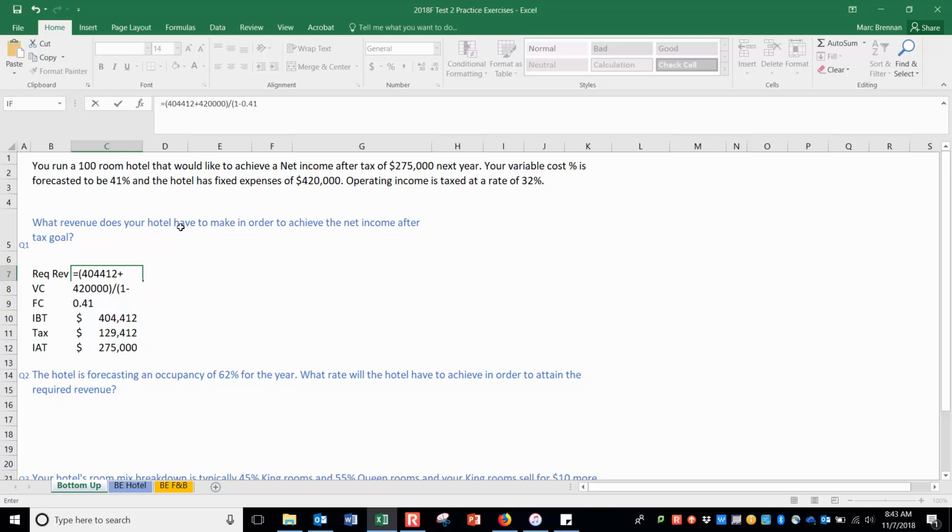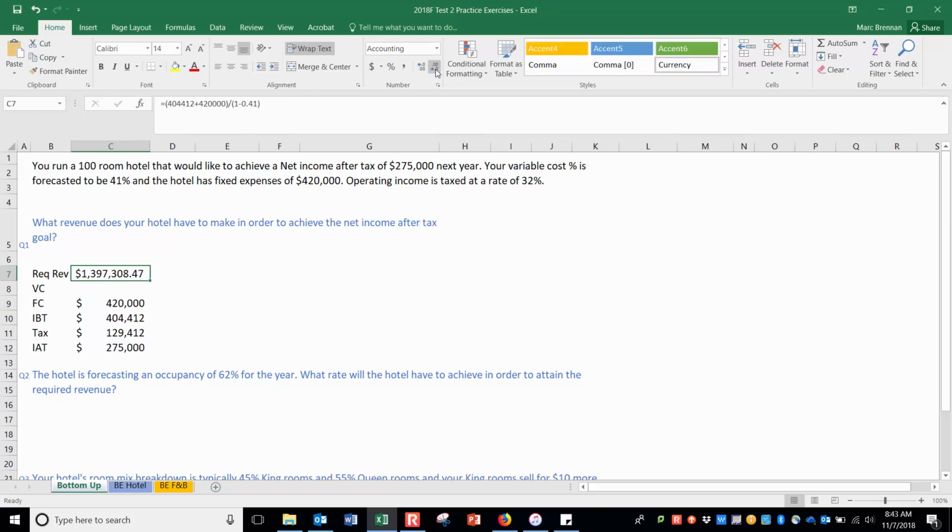so 0.41. Again, what this means is our income before tax, our operating income, and our fixed costs are whatever is left over after variable cost percentage. So in this case, it would be 59% of required revenue. And there you go. So the way to read this is I need to make $1,397,308 in revenue in order to achieve $275,000 in net income. Okay, so that's the way we read it.